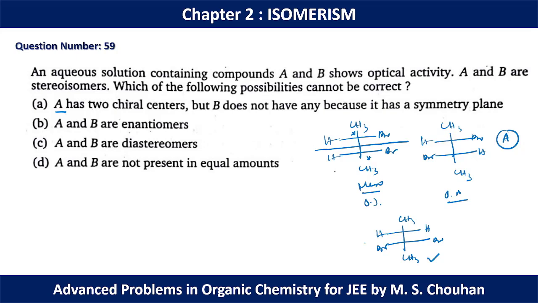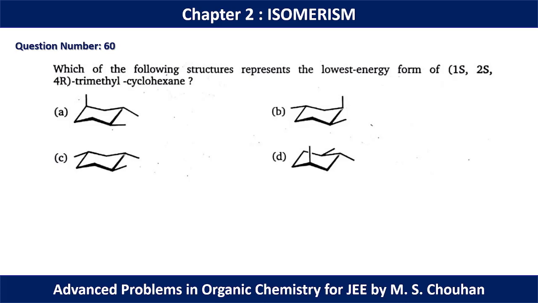So chiral centers have nothing to do directly with optical activity or a plane of symmetry. A has 2 chiral centers, it is optically active, that is fine, and B does not have any chiral center. This is not correct. B also has chiral centers, but due to the presence of a plane of symmetry, it is optically inactive. So in question number 59, the lines are not correctly given in the solution, so there is some mistake in question number 59. In question number 60, this is a very interesting question which we can solve elaborately.